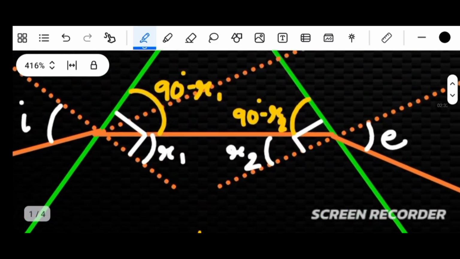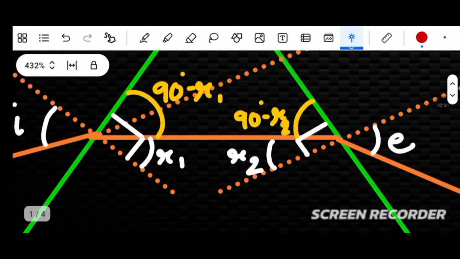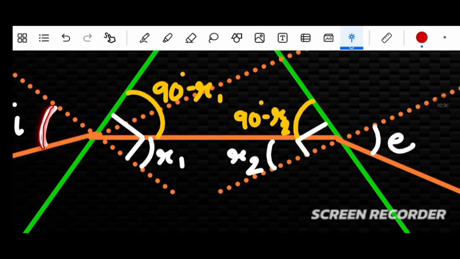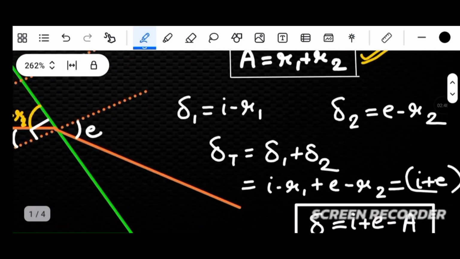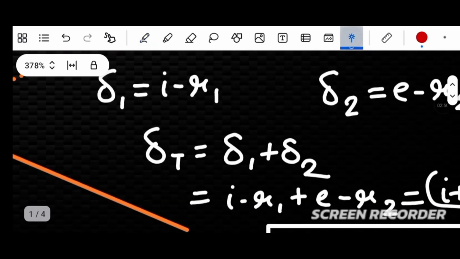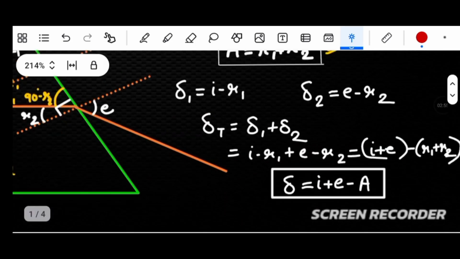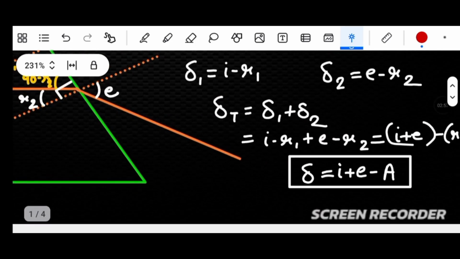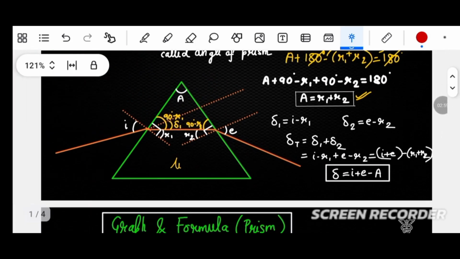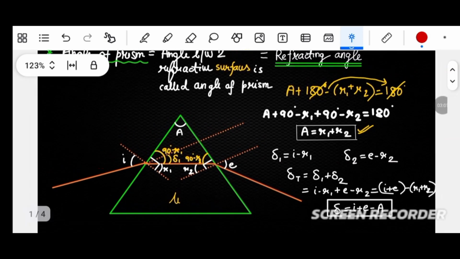How? Check here. This is I and this is R1, so this is del, this is del, so this one is the deviation angle, deviation 1. Okay, great. Now total deviation, we will write total deviation as sum of all deviations. That means deviation 1 plus deviation 2. So it comes out as I plus E minus A. You can see the derivation is here as well.